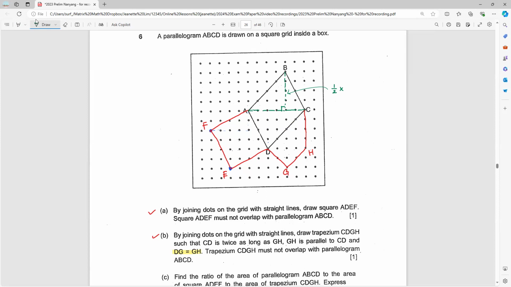So the bottom is 6, so half times 6. The height is 4, half times 6 times 4, which is 12. Then you want twice of that to find the parallelogram. So 24 for the parallelogram. Okay, then let's look at the square.